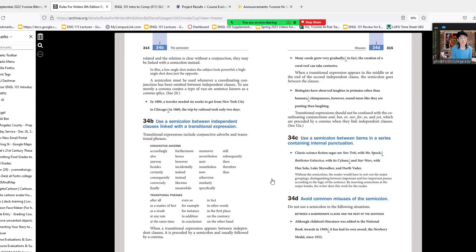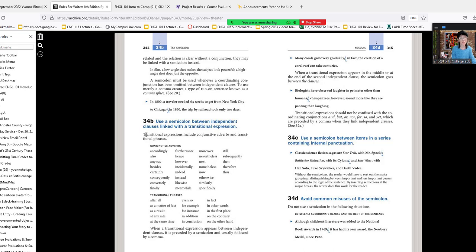A semicolon must be used whenever a coordinating conjunction has been omitted between independent clauses. To merely use a comma creates a type of run-on sentence known as a comma splice. In 1800, a traveler needed 6 weeks to get from New York City to Chicago; in 1860, the trip by railroad took only 2 days.